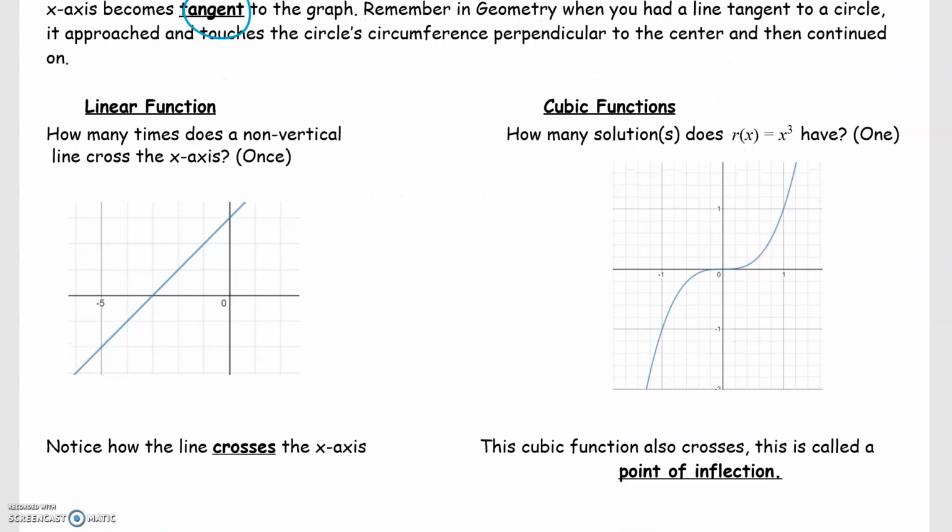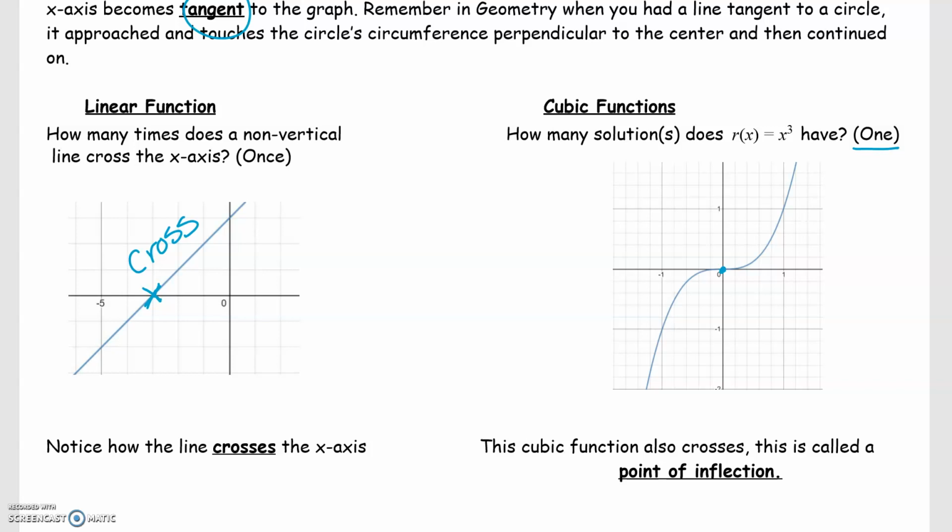Okay, so let's talk about linear functions. With linear functions, if it's a non-vertical line, it's going to cross the x-axis at one distinct spot. And notice how at the beginning, it's just a straight line. It crosses. So this is going to be a cross. With cubic functions, how many solutions does y equals x to the third have? Okay, and it's really just one solution right at 0. Okay, because we would take the cube root of both sides, and we'll do that later.